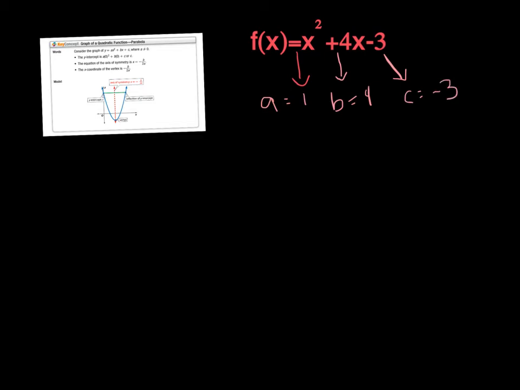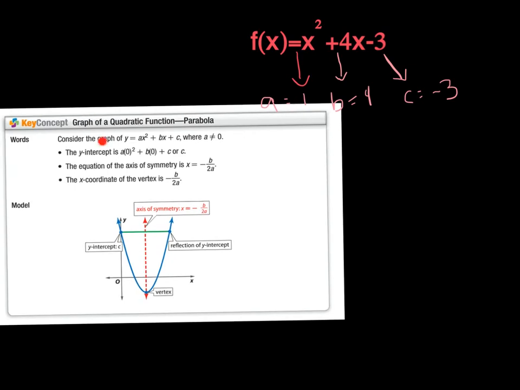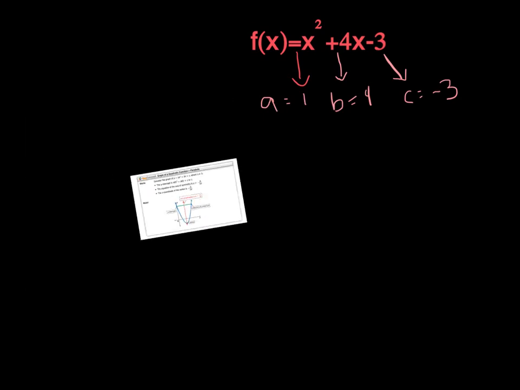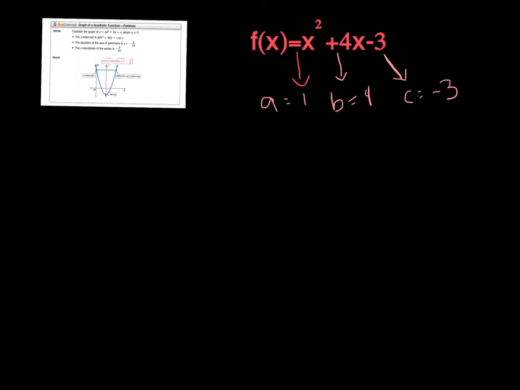So the first thing that we wanted to find was our y-intercept, right? Our y-intercept is where our x value is 0, right? So a times 0 squared plus b times 0 plus c, so c is our y-intercept. If we look here, our c is negative 3. So our y-intercept can be found just by looking at this equation. The y-intercept is negative 3.